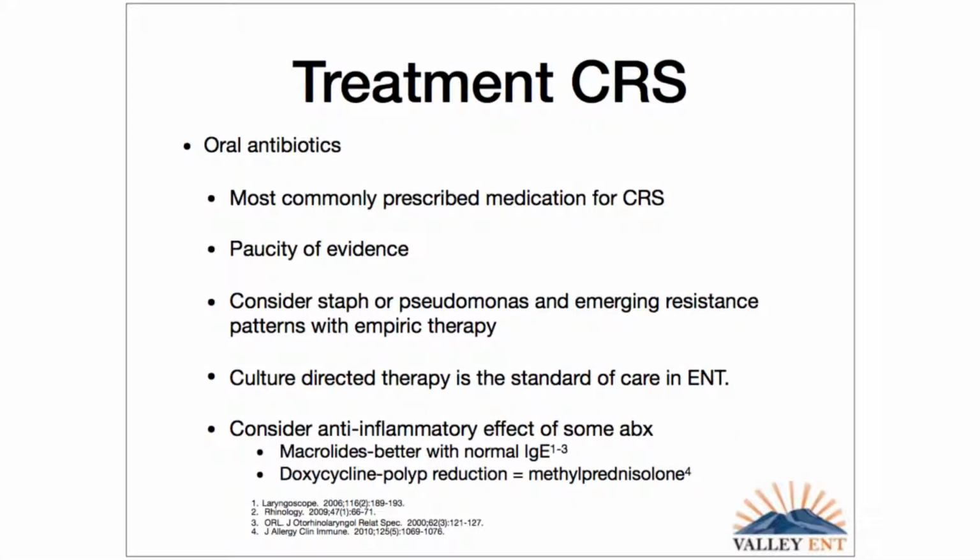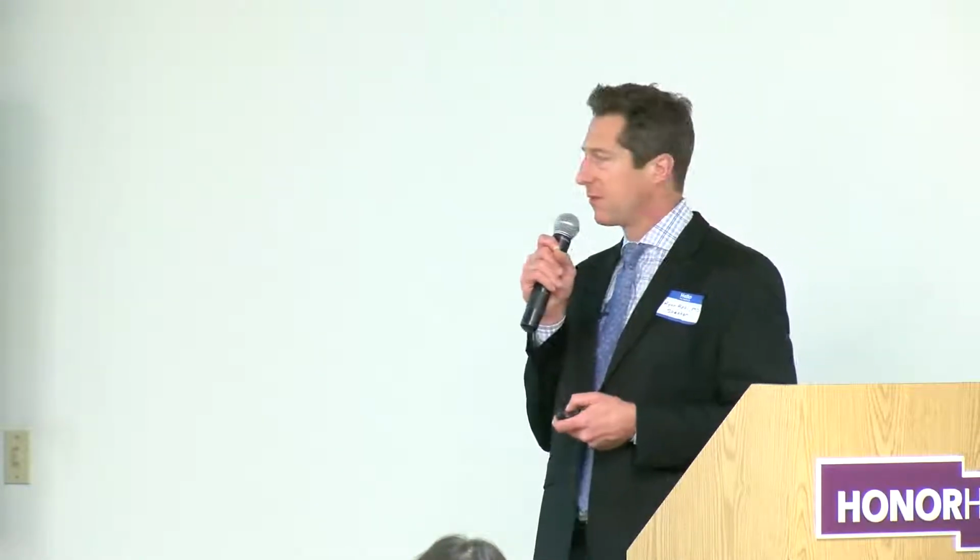What about oral antibiotics? Well, when you think of treatment for chronic sinusitis, a lot of people think about antibiotics first, but there's really hardly much evidence for antibiotics in chronic sinusitis. If you're going to give antibiotics, and you're going to give them empirically, you should think about Staph or Pseudomonas, because those are typically the organisms we will identify in chronic sinusitis patients. In ENT, oftentimes we will use a culture of the mucopurulence in their nose to direct antibiotic therapy.